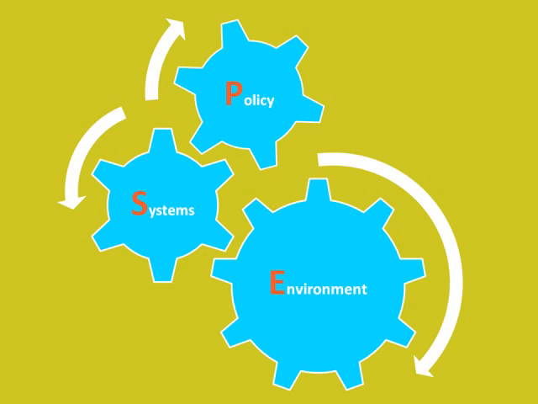So let's start off by defining policy, systems, and environmental change approaches. What do each of these concepts mean, and how do they work together?